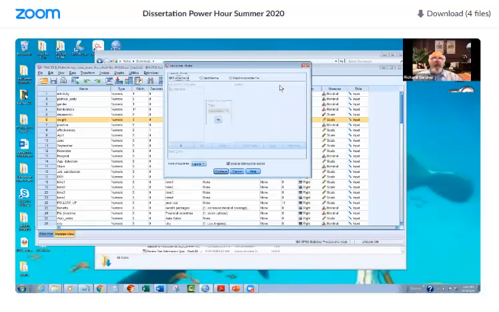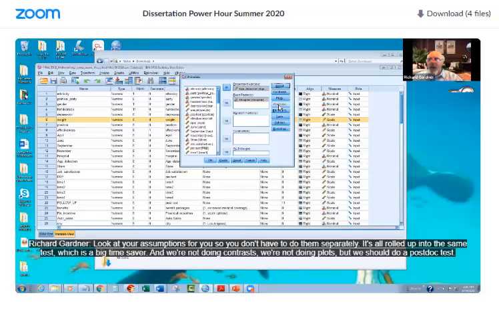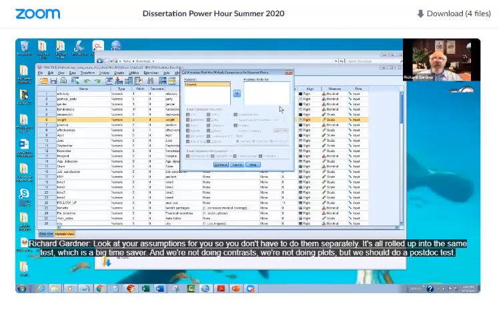And what you do, until you know what you're doing, is look at all these buttons, okay? Because there's a lot of options here that will look at your assumptions for you, so you don't have to do them separately. It's all rolled up into the same test, which is a big time saver. And we're not doing contrasts. We're not doing plots. We should do a post hoc test.